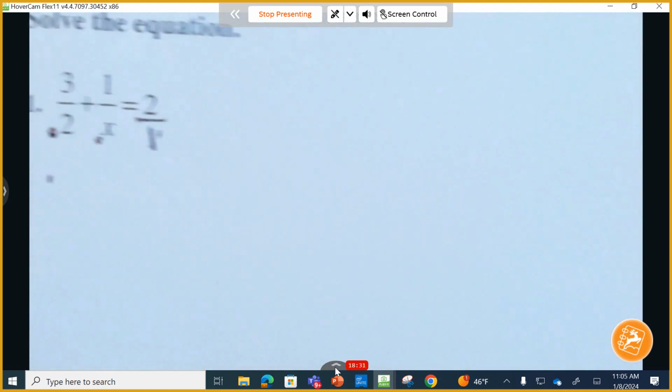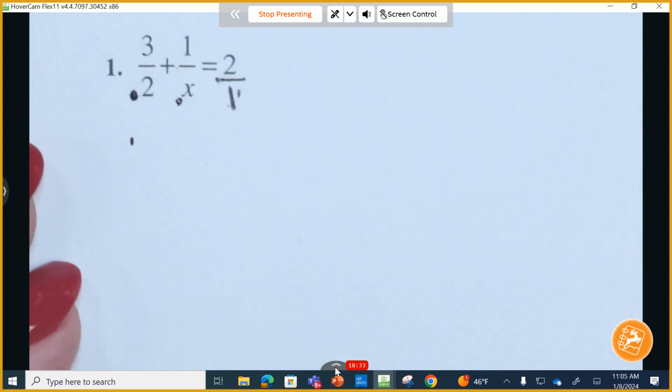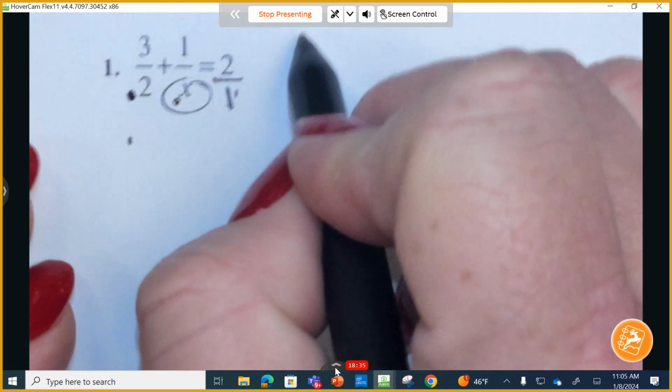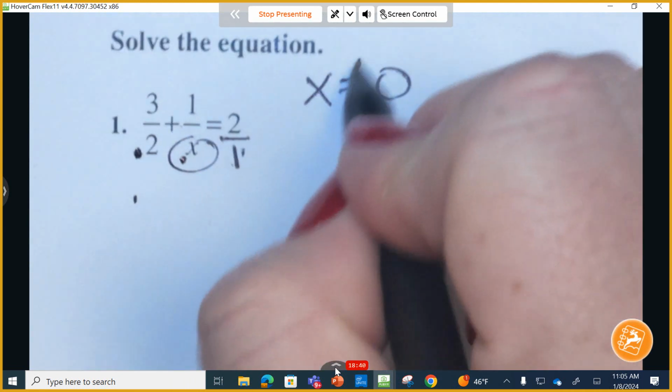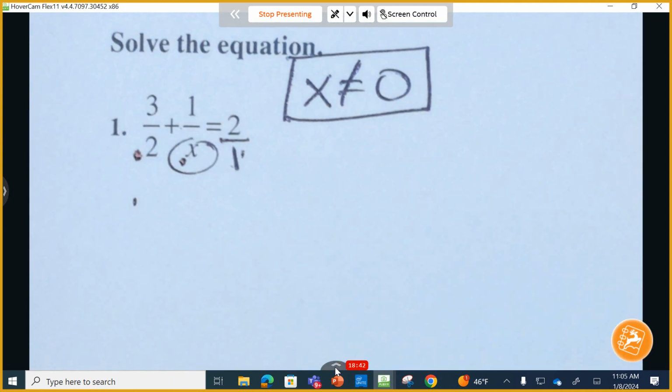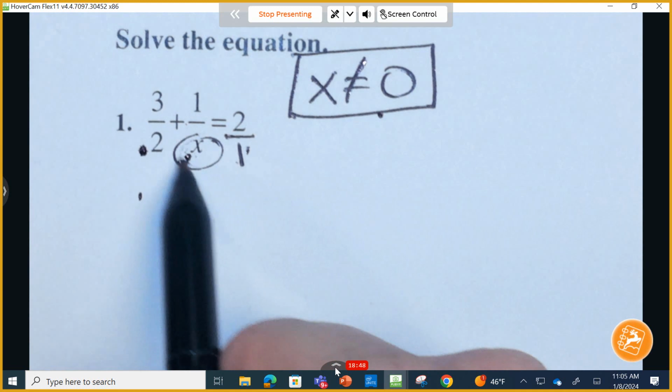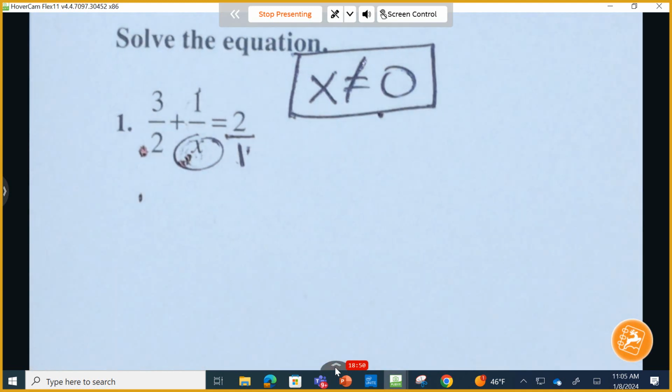So I can see that in number 1, the only variable that exists is in this position. So I'm going to set that equal to 0. There's no work that has to be done. And I want to identify that x cannot equal 0. So when we get done with our problem, we need to make sure that it is not equal to 0. Why? Because 0 would be in the denominator, and we cannot break that math rule.